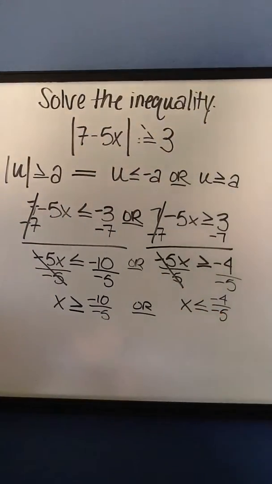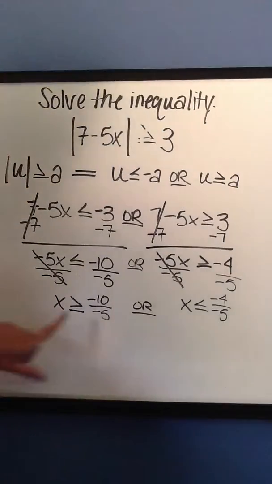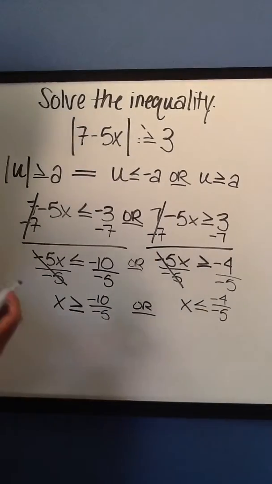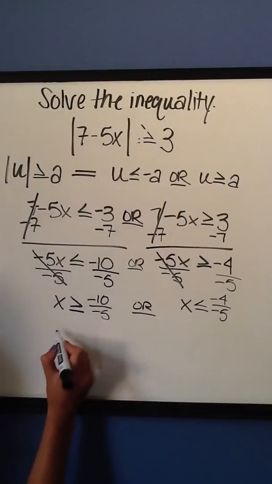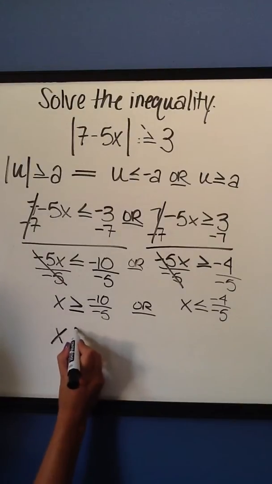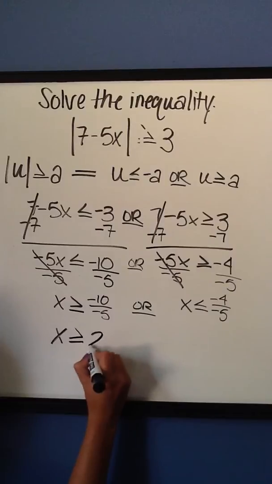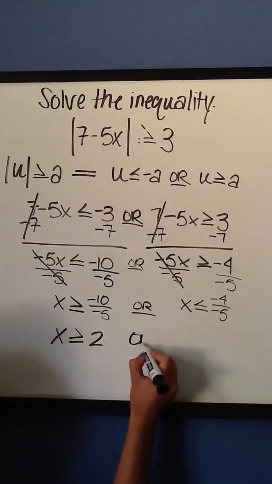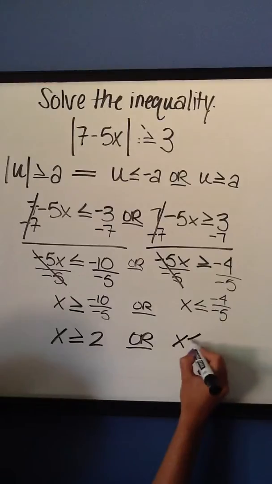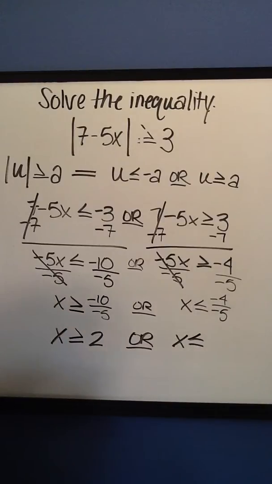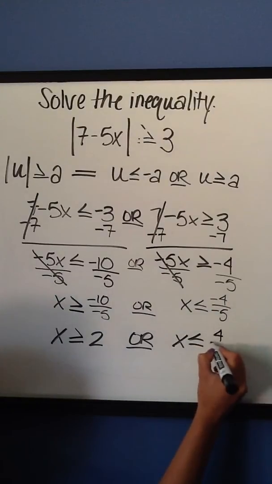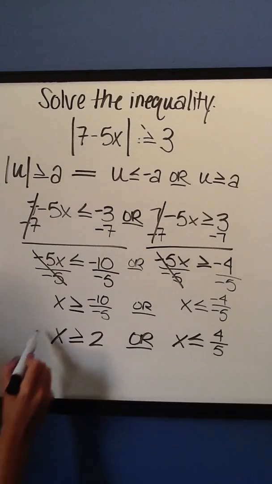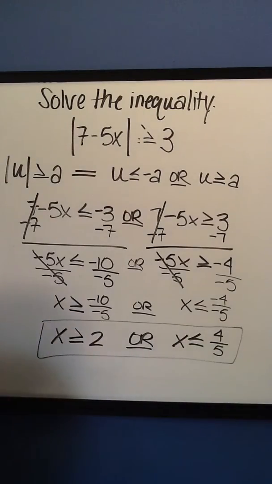Our next step in this problem is to simplify all of our answers. So what we're going to do, this 5 divides into 10 very nicely. And remember that when you divide a negative by a negative, the result is a positive. So we're going to get x is greater than or equal to a positive 2, or x is less than or equal to 4/5, which is already simplified. The only thing that we can do is remember that when you divide a negative number by another negative number, it results in a positive. So you'll get a positive 4/5. So right here is our solution.